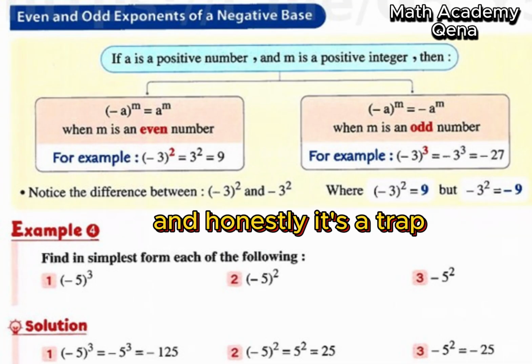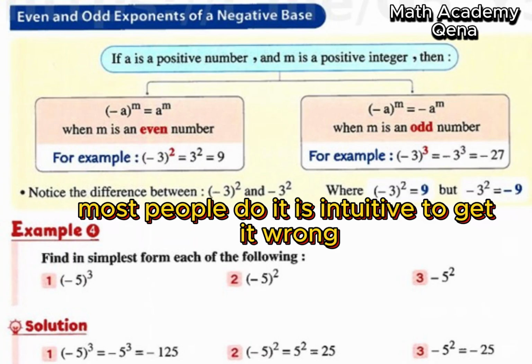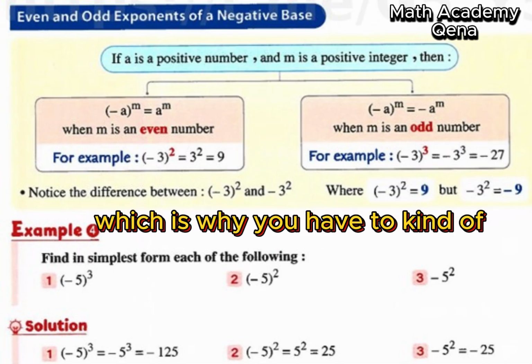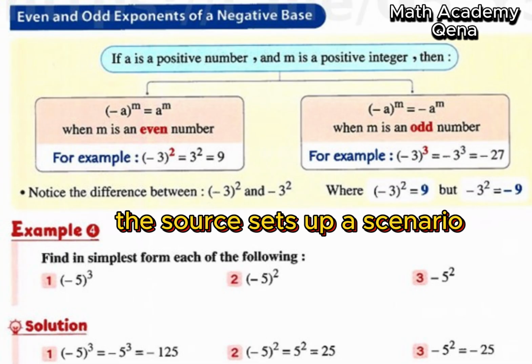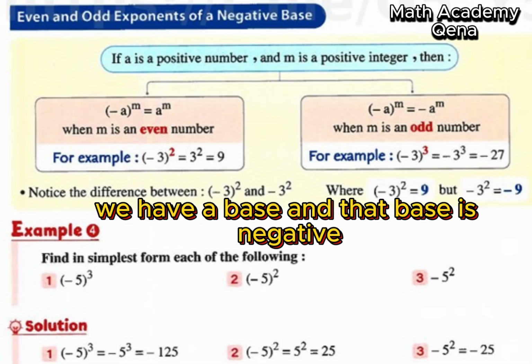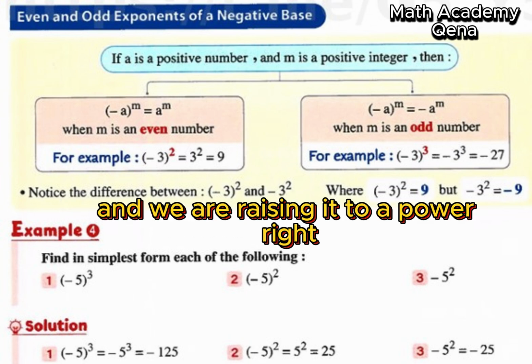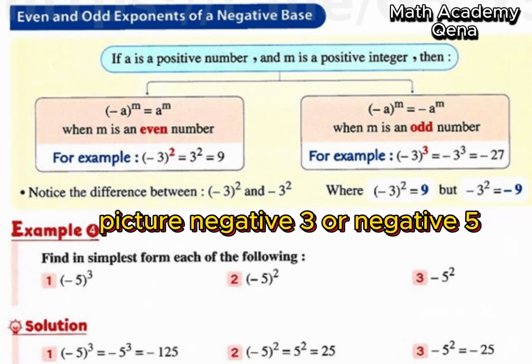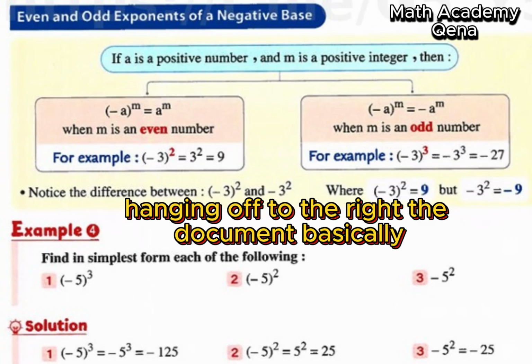And honestly, it's a trap I think I would have fallen into before reading this. Oh, most people do. It is intuitive to get it wrong, which is why you have to retrain your brain a bit. So let's start with the landscape. The source sets up a scenario. We have a base, and that base is negative. Call it negative A. Right. And we are raising it to a power. Right. So picture -3 or -5, and you have that little superscript number hanging off to the right.